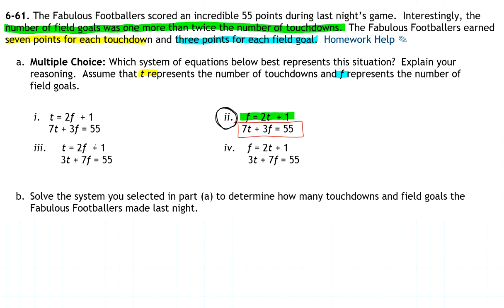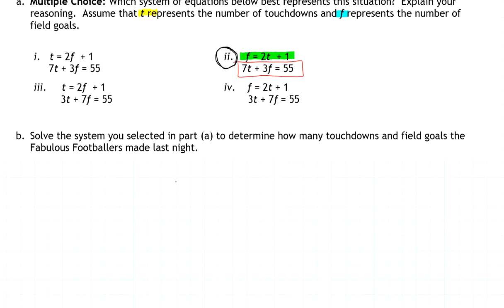For the second part, it says solve the system of equations you selected in part A to determine how many touchdowns and how many field goals the fabulous footballers made last night. So the thing that we've been using is called the equal values method. One of our equations is, the first one there, F equals 2t plus 1. The other equation doesn't have F by itself. It's 7t plus 3F equals 55. So if I wanted to use the equal values method, I would have to get F alone.